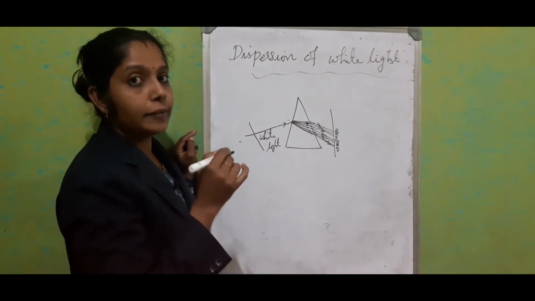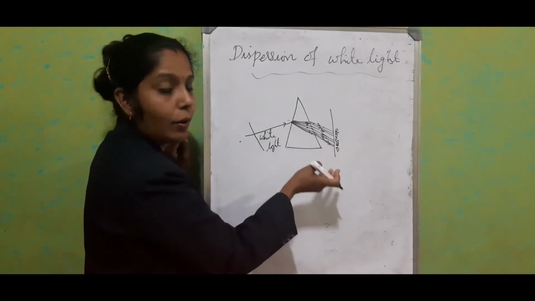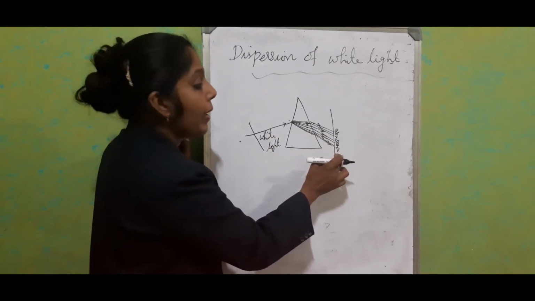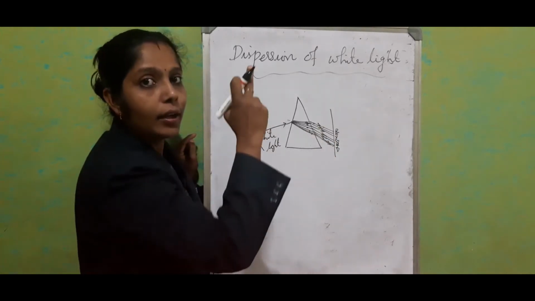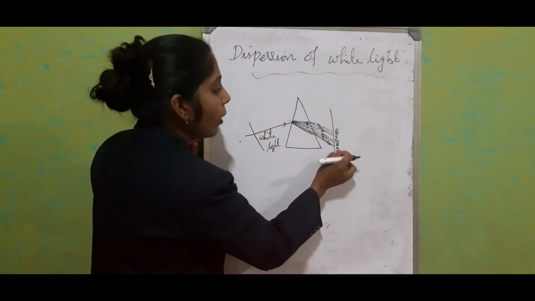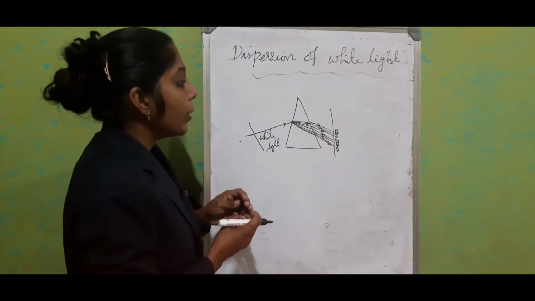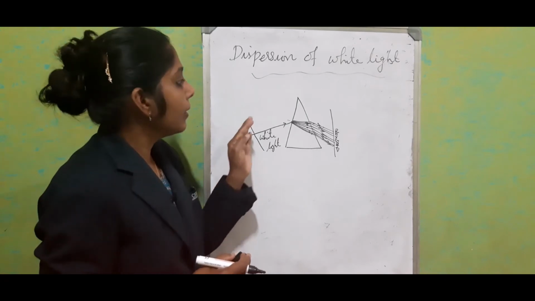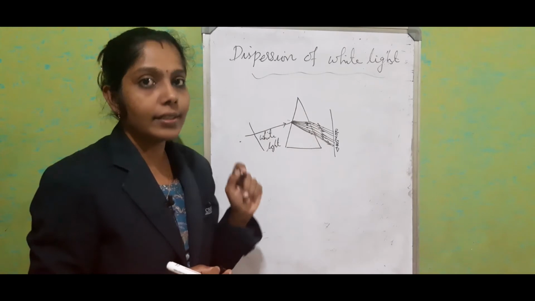When you draw the figure, you have to mention that more bending happens for violet. The violet has to come at the bottom portion and red has to come at the top portion. It's in a particular order. When Newton allowed the white light to pass through the prism, he got 7 colors on the screen.